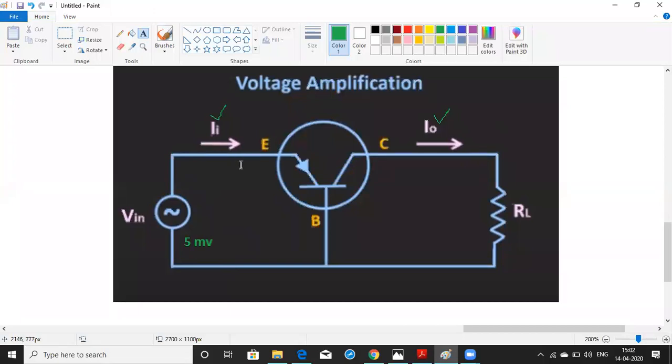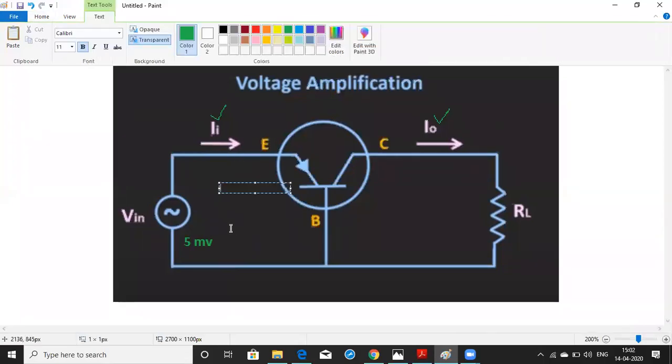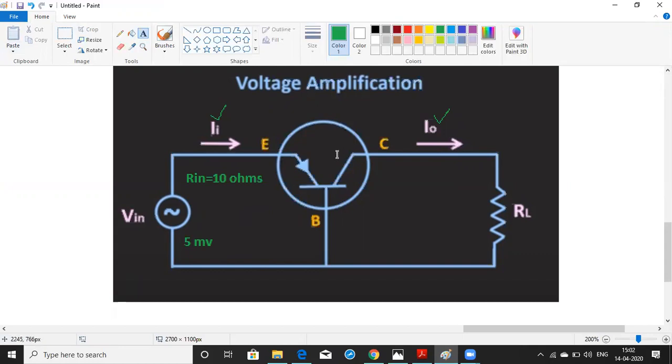Also assume the input resistance is very low, a few ohms at the input side. This is the input resistance and input voltage which you are applying to the NPN transistor to make the voltage amplification. That means you need to get more voltage compared to this 5 millivolts, right? Your required output: you get 5 millivolts at the input side, and at the output side of RL it should be more than 5 millivolts. That indicates you are amplifying the voltage, right?